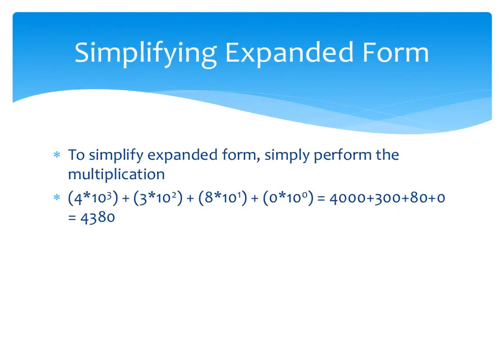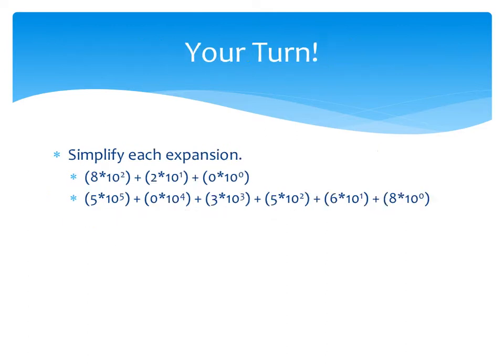So I'm also going to expect you to be able to work backwards. I'm going to give you something that's written in expanded form and expect that you can write that as a number. So you can see here 4 times 10 to the third I've put as 4,000, 3 times 10 to the second is 300, 8 times 10 to the first is 80, and then I don't have anything in the ones place. So when we simplify that, it becomes 4,380.